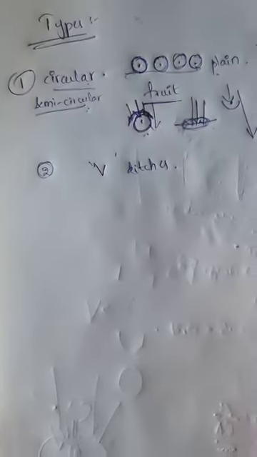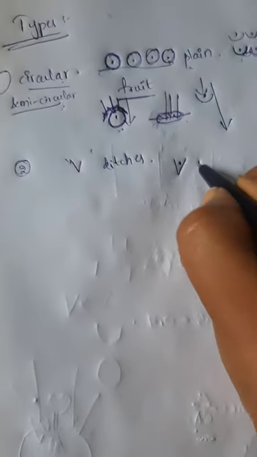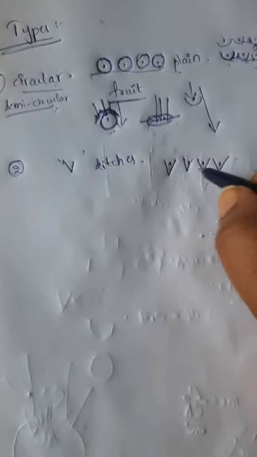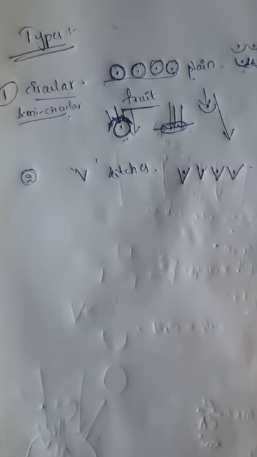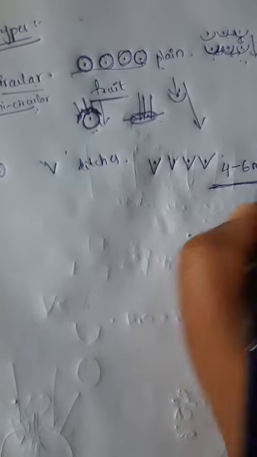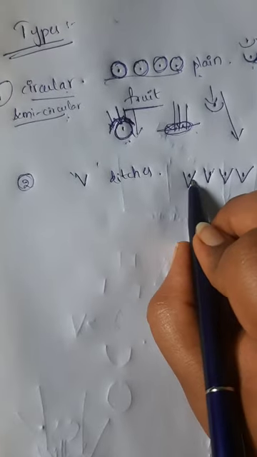So V-shaped ditches, we can represent them like this. Okay, these dots always represent the plants and this represents the basins. In the land area where you have a 4 to 6 meter interval, you can use V-shaped ditches.